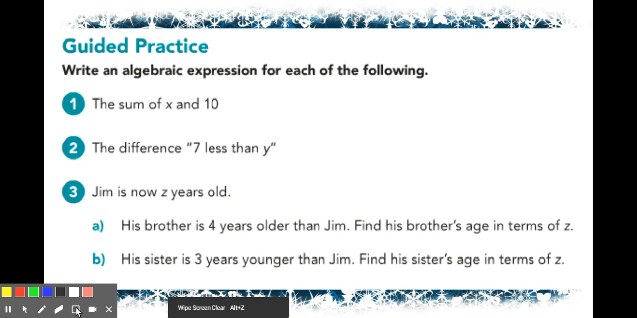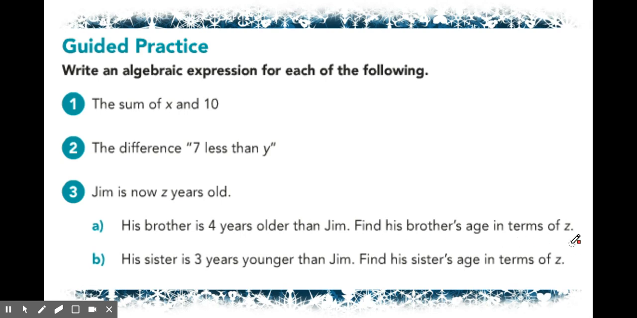For number 3, it says Jim is Z years old. Part A says his brother is 4 years older than Jim. Find his brother's age in terms of Z. When we see "in terms of Z," all it's saying is write an expression that has Z in it. So I know that Jim is Z years old and his brother's 4 years older. Well, to find his age, I would have to add 4 years to Jim's age.